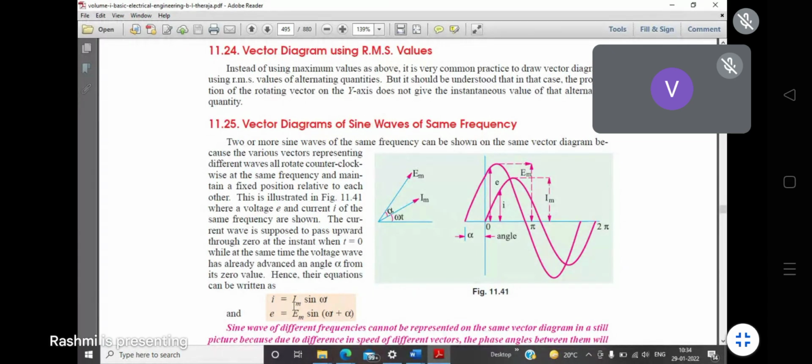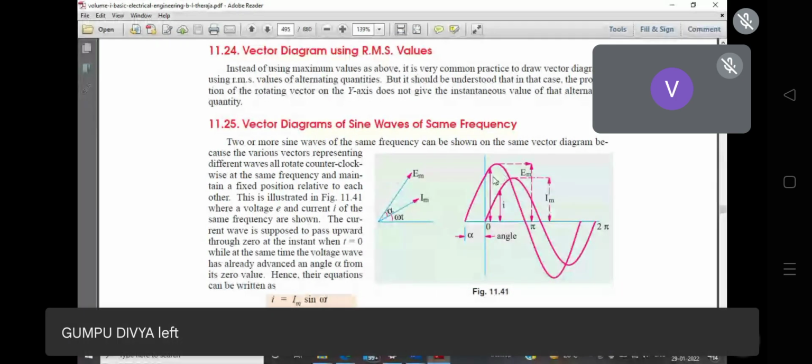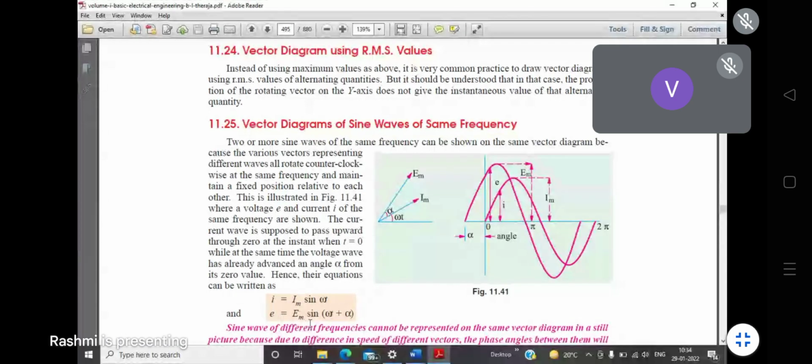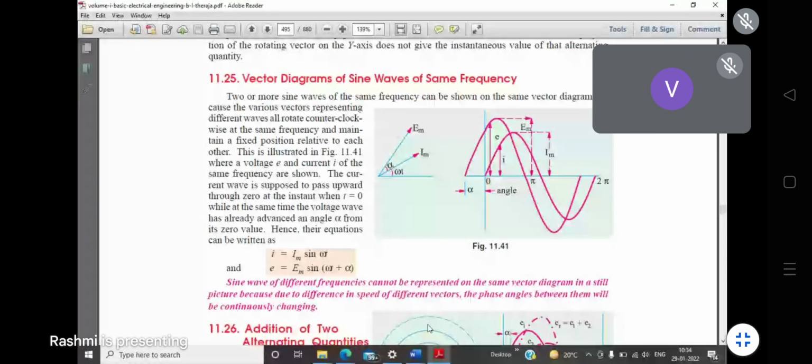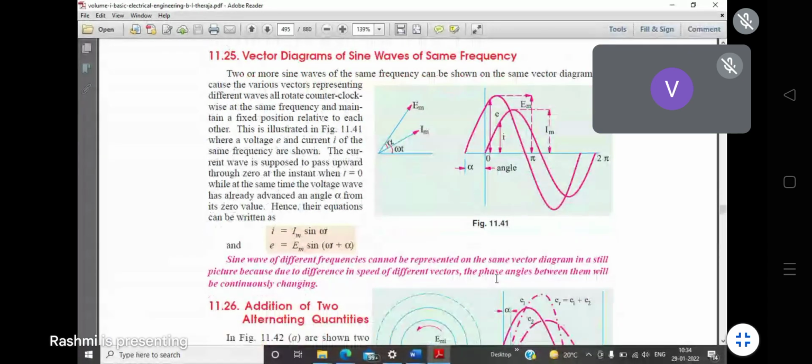If you write the equation, for the current it is Im sin omega t, because current is taken as the reference, and voltage is leading. So we can write Em sin omega t plus alpha. This is the phasor representation.